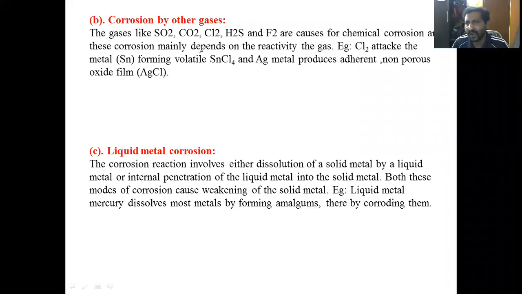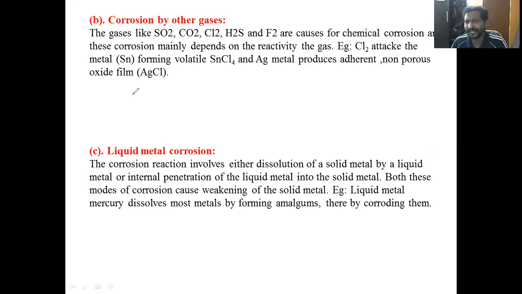In the previous slides, everything was discussed only with oxygen. The metal reacts with oxygen, the environmental gas, and we discussed what corrosion products are obtained. But other than oxygen, a lot of gases are available in the atmosphere or environment: sulfur-related oxides, halogens such as chlorine, fluorine and bromine, hydrogen sulfide, carbon dioxide and carbon monoxide.